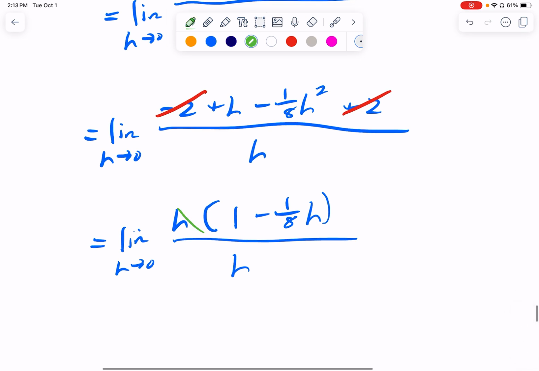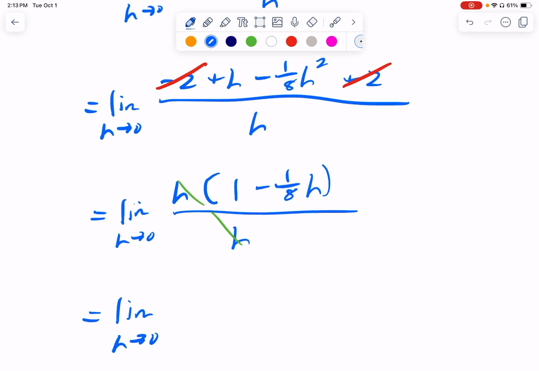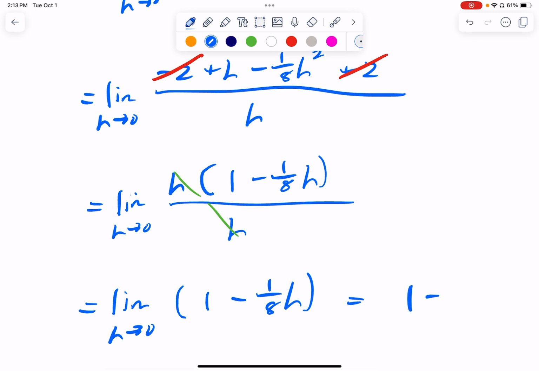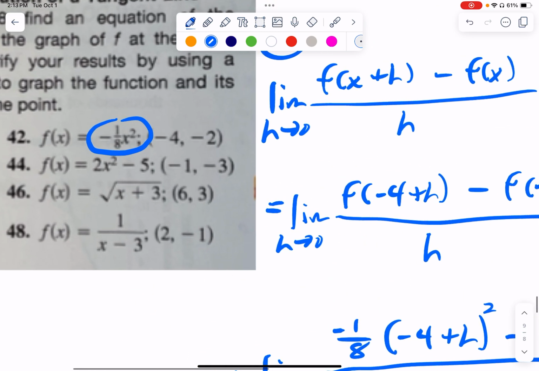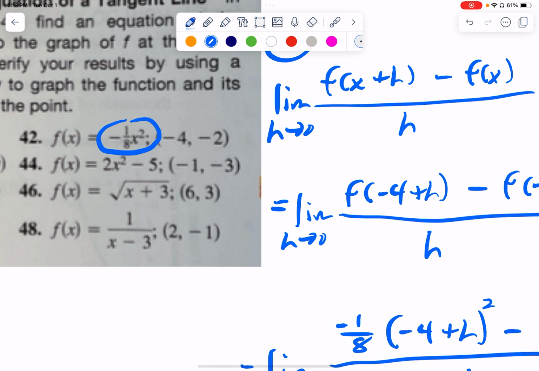These h's cancel, so I have the limit as h goes to 0 of 1 minus 1/8 h. If I plug in 0, I get 1 minus 1/8 times 0, which is 1. So let's think about what we've learned here. We are trying to draw a tangent line for this graph at this point. What we have just learned is that the tangent line has a slope of 1. But it's the tangent line at this particular point.